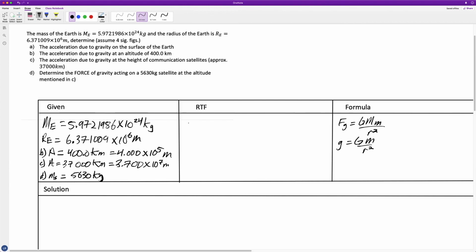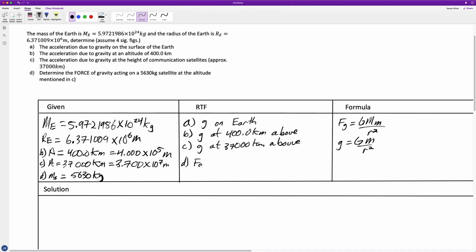So let's see what we're asked to find. Part A, we're looking for the acceleration due to gravity on Earth. Part B, we're looking for little g at 400 kilometers above. Part C, we're looking for little g at 37,000 kilometers above. And part D, we're looking for the force of gravity at the same altitude as before.